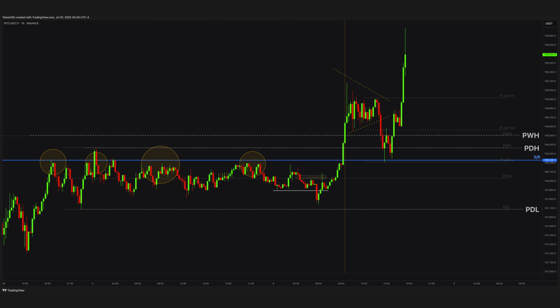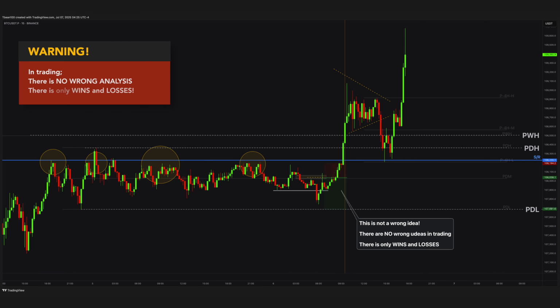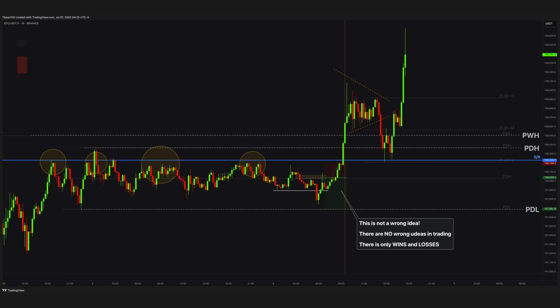Right at this point, if you try to take a trade like this one here, this is not a wrong idea. There are no wrong ideas in trading. There are only wins and losses. Please do not overthink about it. But there are a couple of problems that we know here.